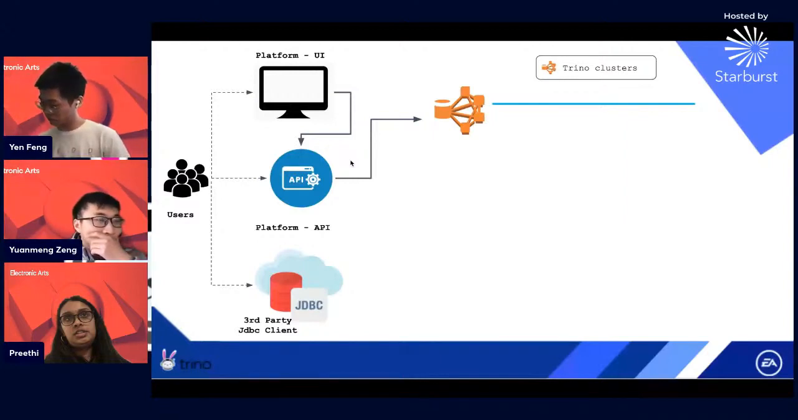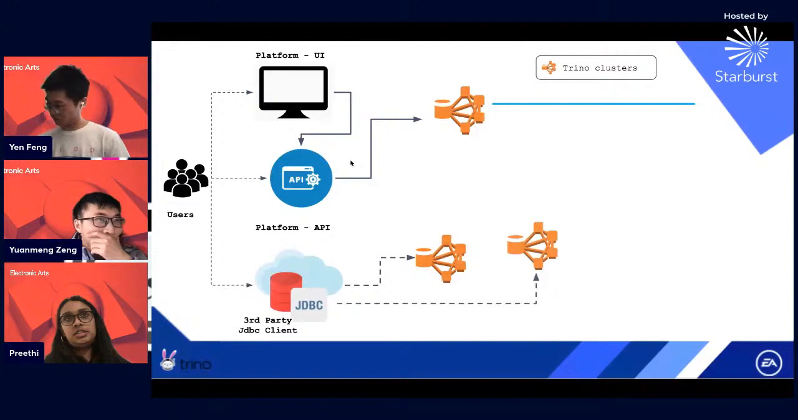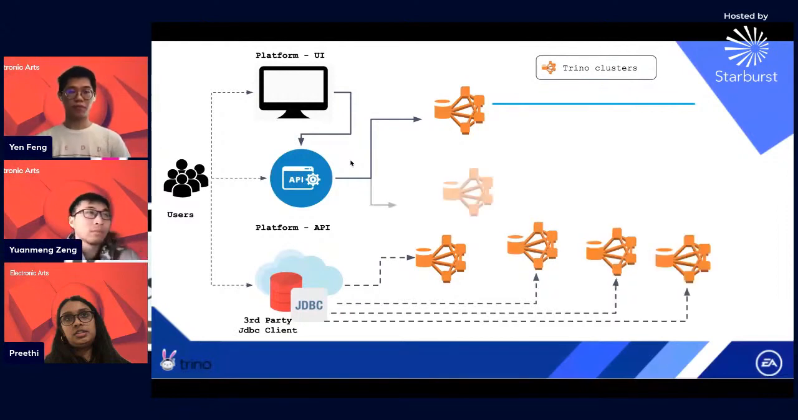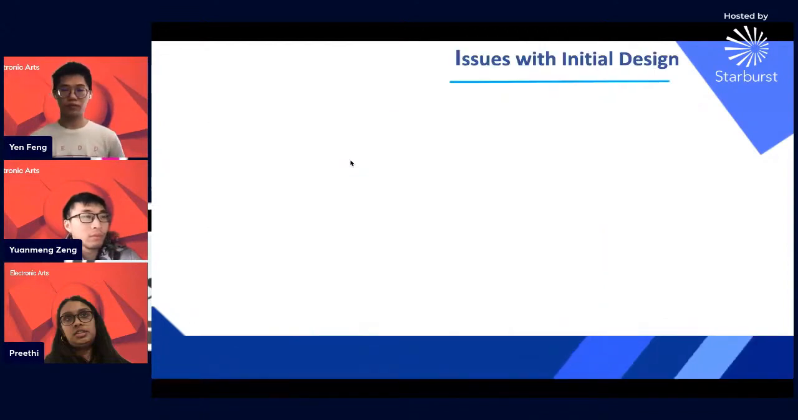So we decided to give each team a dedicated cluster. And as you can imagine, FIFA would have a dedicated cluster, Madden would have a dedicated cluster, Sims would have a dedicated cluster. Depending on use cases, we were able to statically route queries even via the API to another cluster. As you can see, this overall design had several flaws.